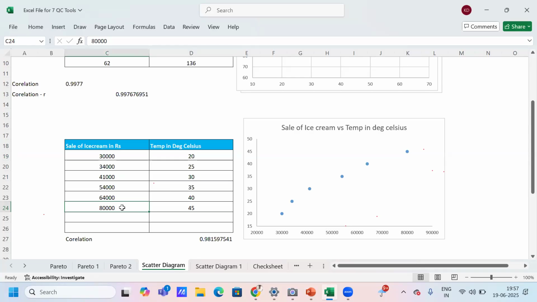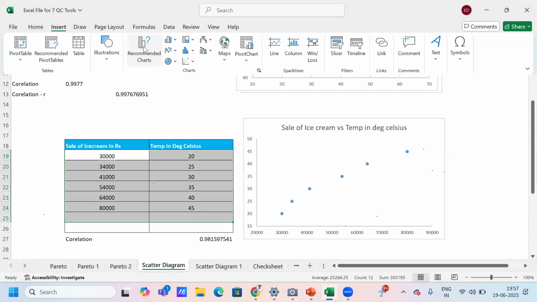Now I need to plot a scatter plot. So what I will do, I will select the data. I will go to Insert.